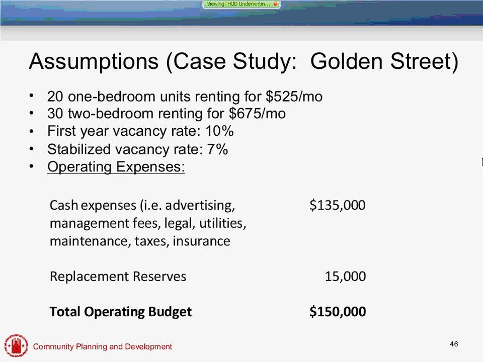But again, remember to determine it, we need to calculate out our 20 one-bedroom units at $525 a month. Remember that's a monthly amount, so we need to get to annual and calculate the rent for our two bedrooms as well. So that's going to be our total gross rent, and we're going to subtract from that 7% for our vacancy. And then subtract from that the total operating expenses.